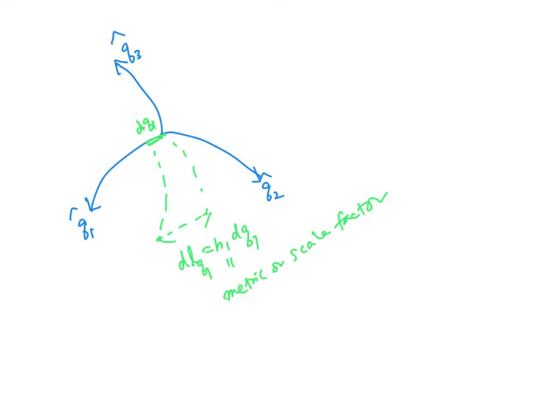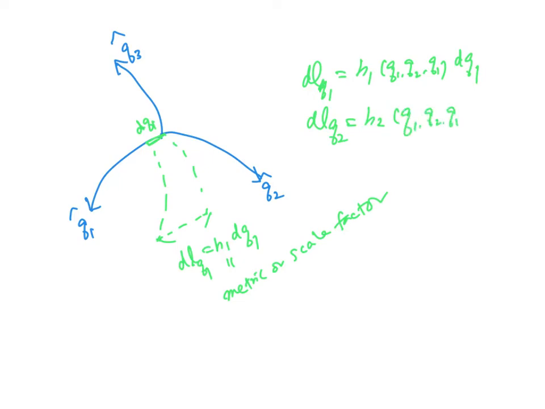And this H1, H2, H3, so say dL Q1 is H1, and the one thing we have to remember is that this H1 may not be a constant, but it can also be a function of Q1, Q2, Q3. dQ1. dL Q2 is H2 of Q1, Q2, Q3 times dQ2. dL Q3 is H3 of Q1, Q2, Q3 times dQ3.